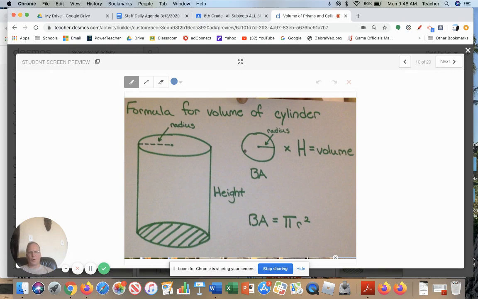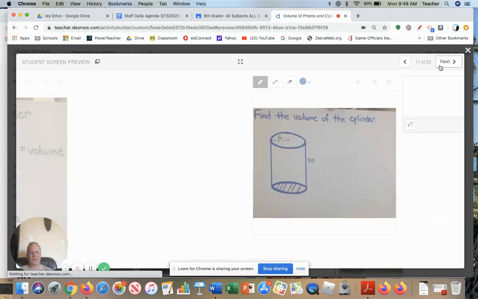So a cylinder, what is the base shape? The base shape in this case is a circle. What is the area of the circle? The formula for the area of a circle is pi r squared. So we multiply the radius times itself, multiply that times pi, and then multiply that times the height. All right, let's try that.